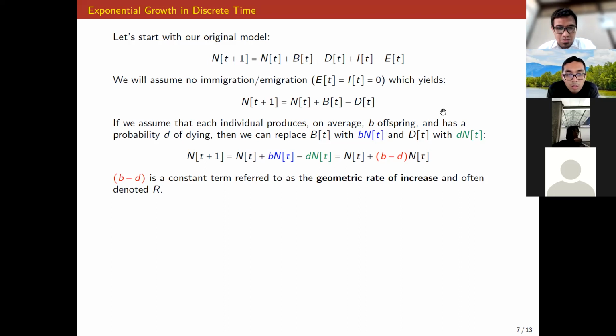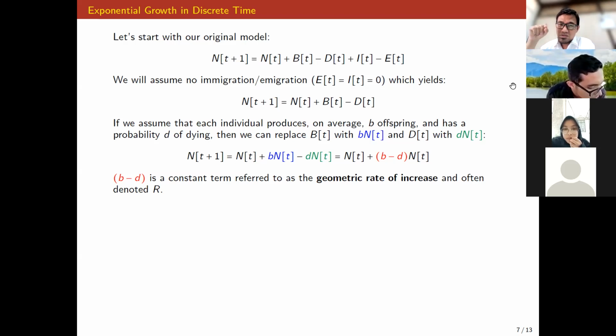Okay. So B minus D is referred to as the geometric rate of increase. So why do we call this geometric? I think you should remember the geometric and arithmetic series. Please remember it from senior high school mathematics.